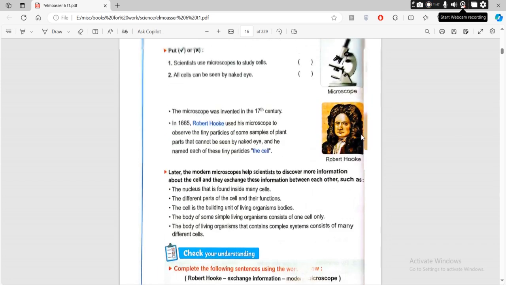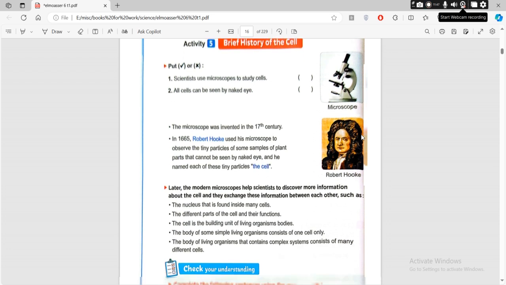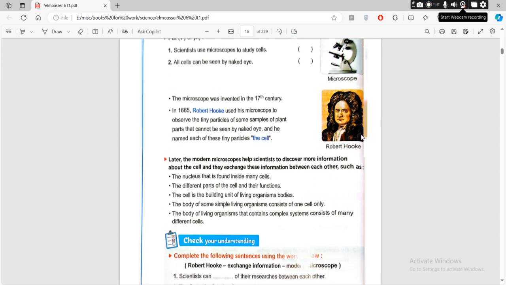Now for lesson 2. We said that the cell is very small, right? And you can't see it using your own eyes, right? So how do we see it? We said that we can see it through the microscope. And the microscope was invented in the 17th century.